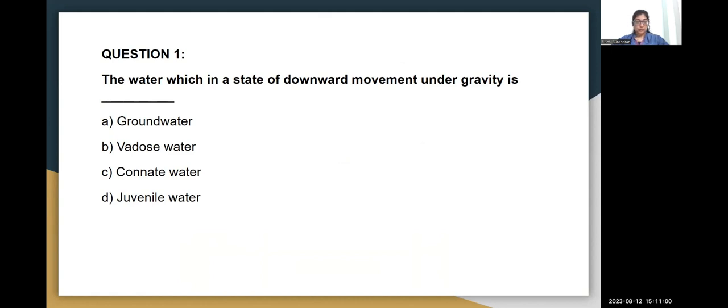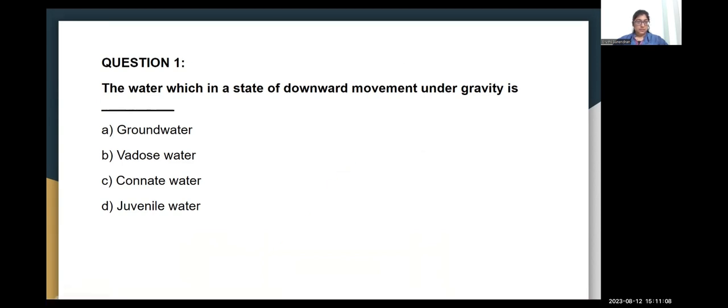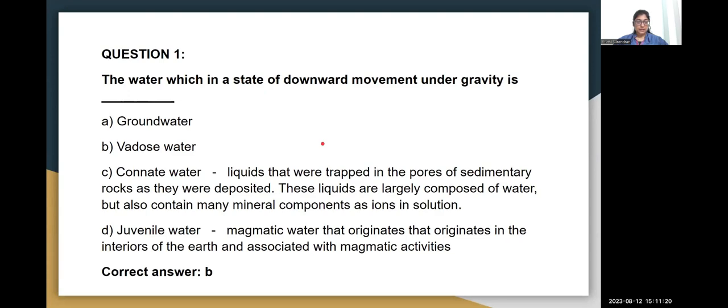I'll give a minute or two so that you can read the question and drop in your answer in the chat box. Okay, Danisha said it's B. Since there's no one else, we'll move on to the solution. Yes, so the correct answer is option B.